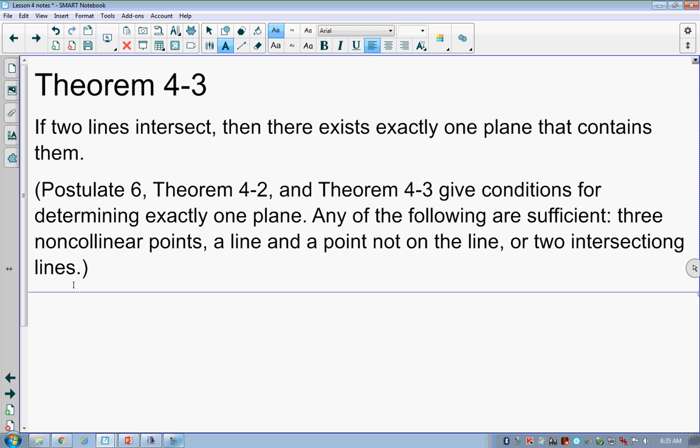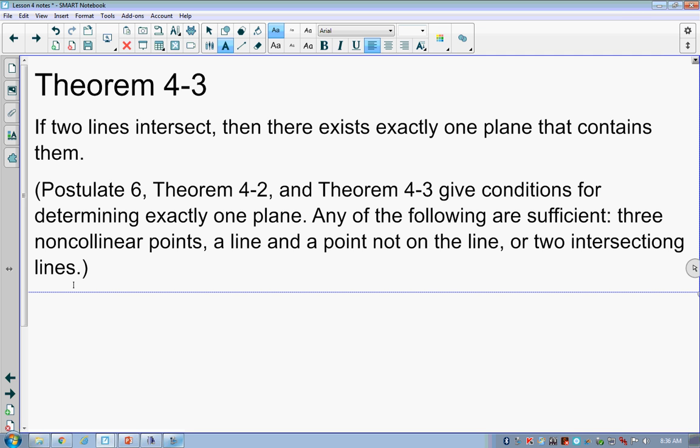Okay, theorem 4-3. Here's the thing that I don't like about the labeling on some of these: the only reason it's called 4-3 is because it's in lesson 4 and it's the third theorem. So if you end up running into something and ask, hey, what is the proof for this? The proof is the definition. The proof is not the theorem number, okay? Because this theorem, if two lines intersect then there exists exactly one plane that contains them, could be a completely different theorem number in a different textbook. Okay, so the definition is the proof.